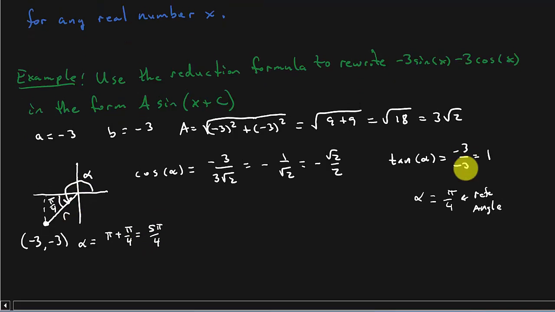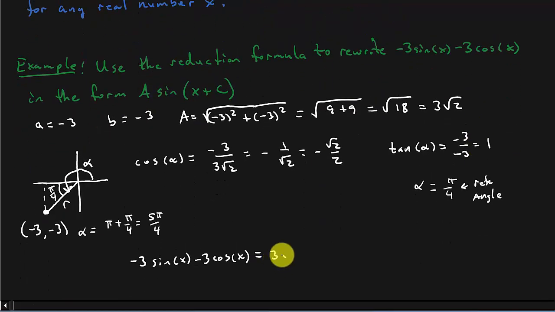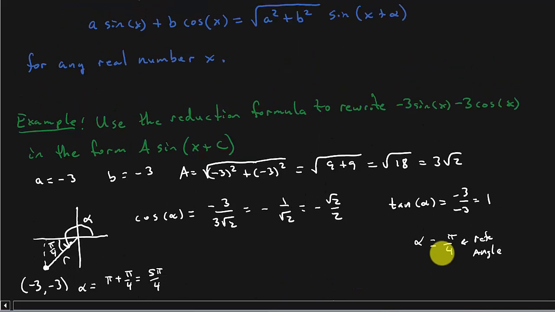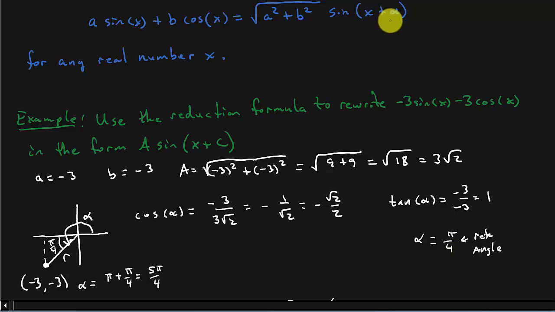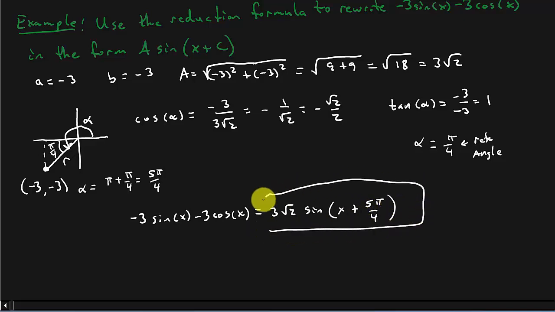So what's our solution? Well, that means we've got -3 sine x minus 3 cosine x is equal to 3 square root of 2 times the sine of x plus alpha, so x plus 5 pi over 4. And this would be your answer right here. All right.